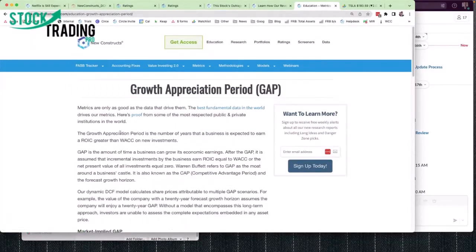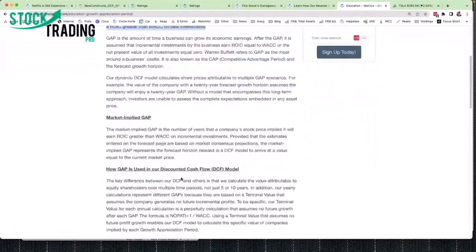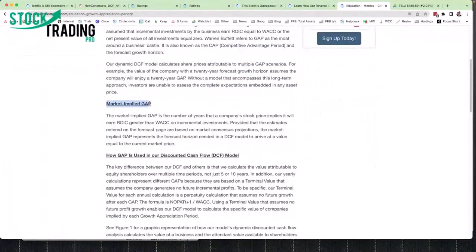And the growth appreciation period specifically is the number of years that a business is expected to earn a return on capital greater than its cost of capital, or weighted average cost of capital, right? Then at some point in time, you're no longer going to be able to grow profits. And to us, profit is measured purely and only if your return on capital is greater than your cost of capital. And so we really focused on not just a gap, but the market implied gap, right? What is the amount of profit growth baked into the current stock price? We want to reverse engineer what the stock price implies.